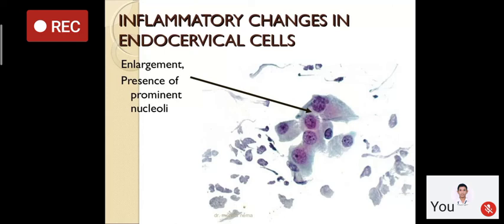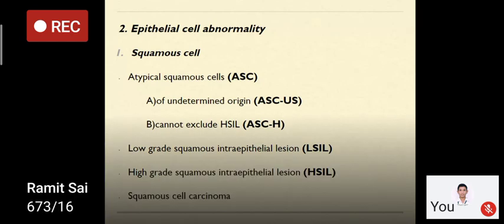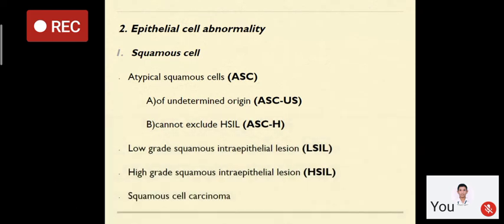So this is how inflammatory cells will be seen. Then various epithelial cell abnormalities which can be seen are squamous cells, which can be categorized as atypical squamous cells of undetermined significance or HSIL. Atypical cells of high grade lesion cannot exclude HSIL, or low grade squamous intraepithelial lesion.